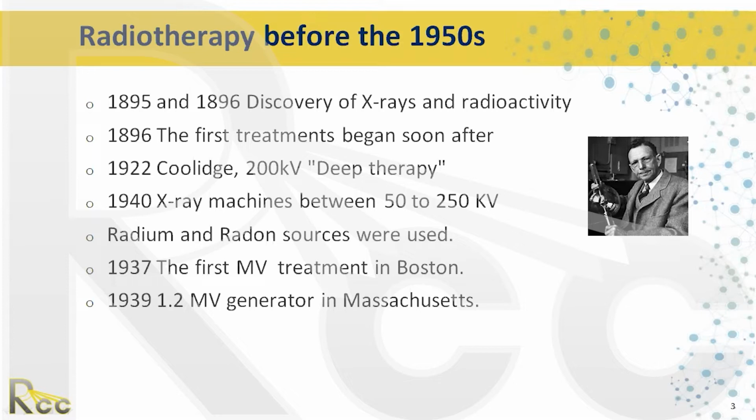William Coolidge introduced the Coolidge tube in 1913, but then he also increased the voltage to 200 kilovolts, and it was called deep therapy. From 1940 on, we saw orthovoltage energies from 50 to 250 kV, and then of course radium with the Curies, and radium was used as a source of brachytherapy.